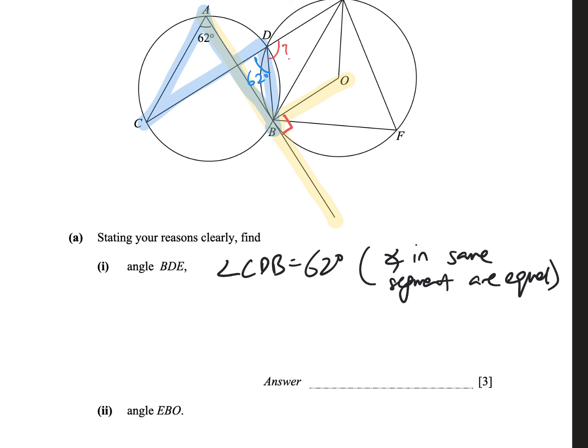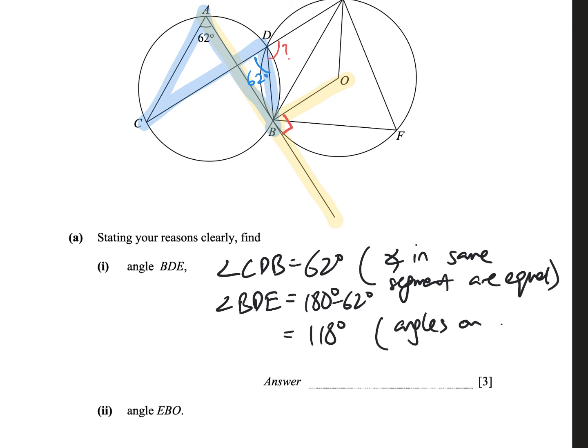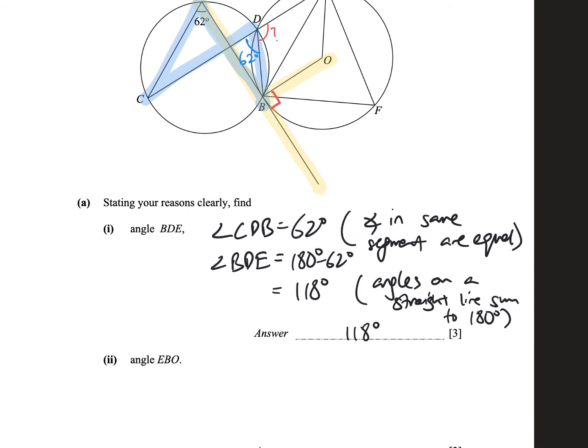And then we say that angle BDE therefore must be 180 degrees minus 62, which gives me 118 degrees, and this is because angles on a straight line sum to 180 degrees. So there you go. Next step, next part, angle EBO.